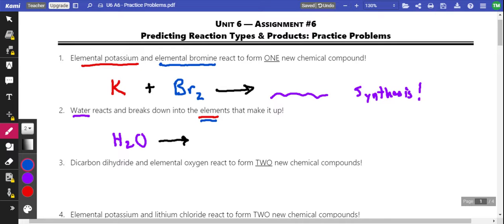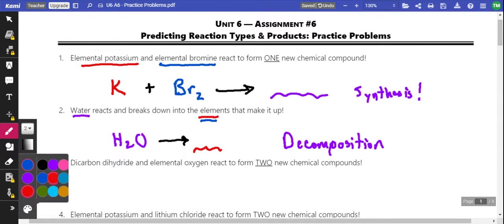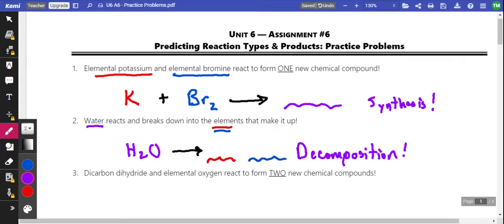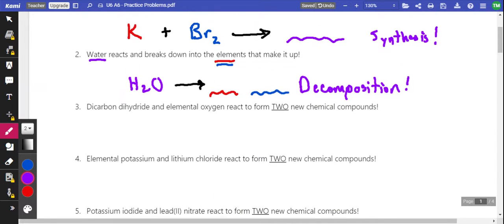So this is kind of like the opposite of a synthesis reaction. This is a decomposition. Decomposition. So our water is decomposing or breaking down into the elements that make it up, the hydrogen and the oxygen. Now the way that it breaks down into those separate elements is something we can deal with later. But for now, we can tell this is a decomposition reaction. So let's do a little exclamation point. Keep with the color coding. All right, let's look at another one.